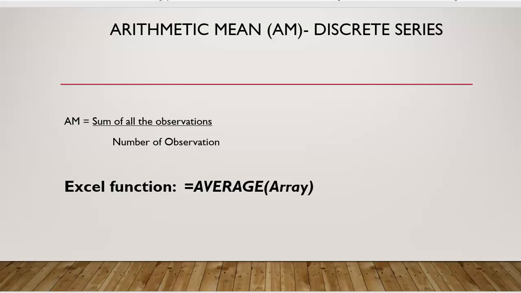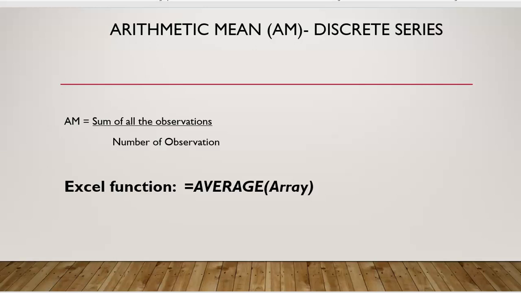It is also dependent on change of scale. What do we mean by this? If I multiply each observation by 3, the new mean is 3 times the old mean. If I divide each observation by 3, the new mean is the old mean divided by 3. These are two important properties. Another very important property of mean is that the sum of deviations around the arithmetic mean is always 0.